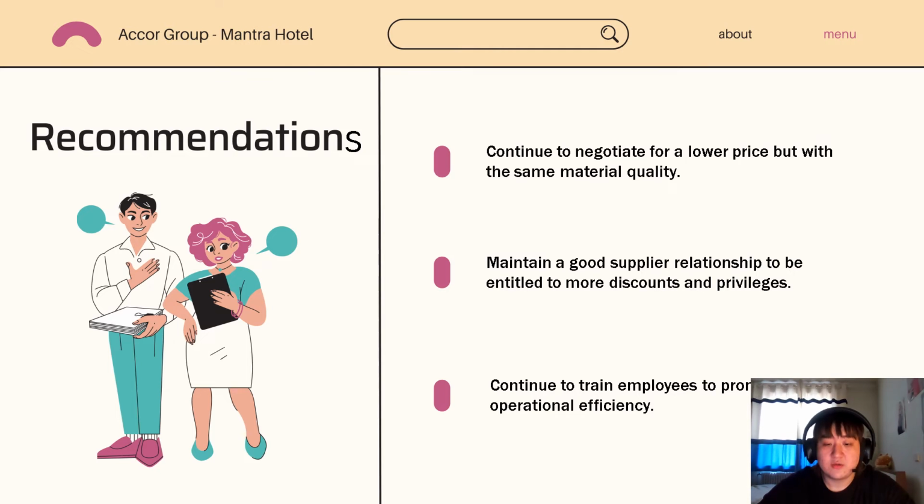For the management to minimize its costs on its next event, the recommendations are as follows. First is continue to negotiate for a lower price but with the same material quality. Second is maintain a good supplier relationship to be entitled to more discounts and privileges. Third is continue to train employees to promote operational efficiency.